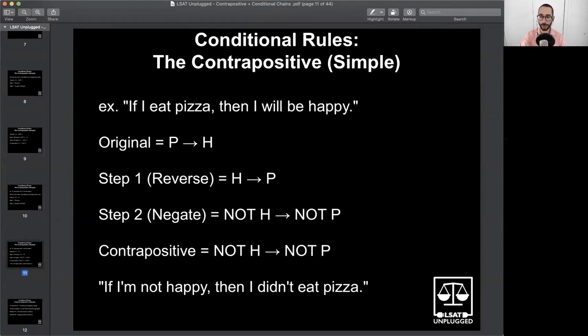I got a question in the chat from Harry asking, I came across the phrase "need not" on a practice test. What does that phrase mean conceptually, and how would I diagram that? That's an interesting question. So if, let's say, X need not require Y.